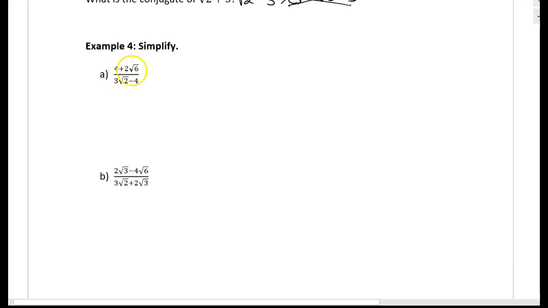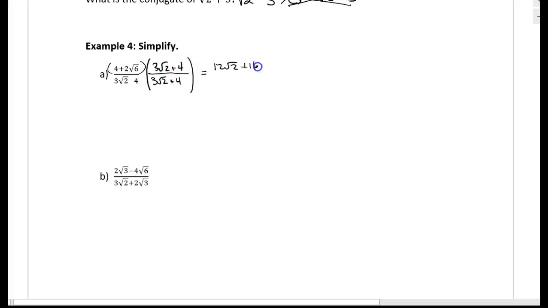Okay, so let's see what this looks like. I need to multiply to rationalize, so I'm going to multiply by 1, but I need to use my conjugate because my denominator is now a binomial. So I've got 3 root 2 plus 4, 3 root 2 plus 4. Okay, so this is going to be a little bit of a monster because I've got a binomial times a binomial in the numerator. So it's going to be firsts, so 12 root 2.